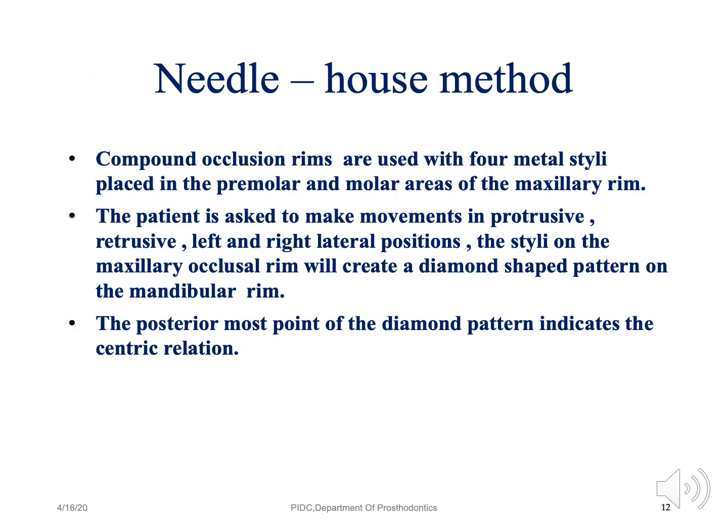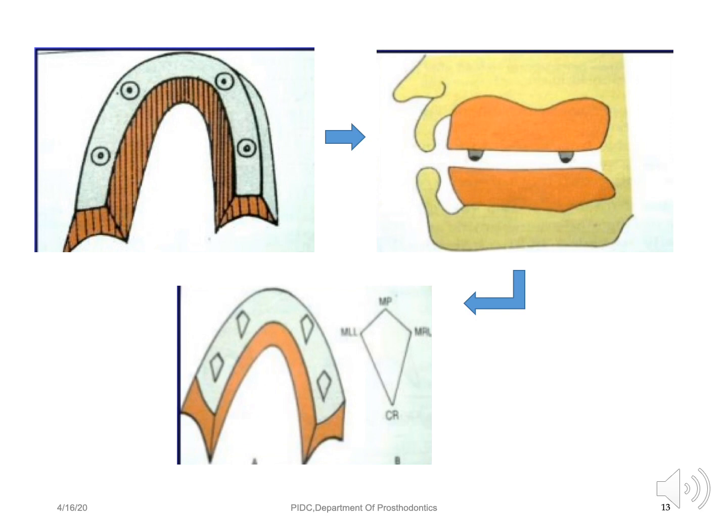Then you have something called the Needle House method. Let me explain with the diagram which you would see in the next slide. In this method, you have the maxilla and the mandible. The occlusal rim of the maxilla is attached with a needle or a stylus, and on the lower you have just the occlusal rim. Once you have placed the upper containing the needle and the lower which has nothing, you ask the patient to bite. You ask the patient to retrude his mandible, or swallow and bite. When he swallows and bites, the mandible is retruded back. That retruded position is the centric relation.